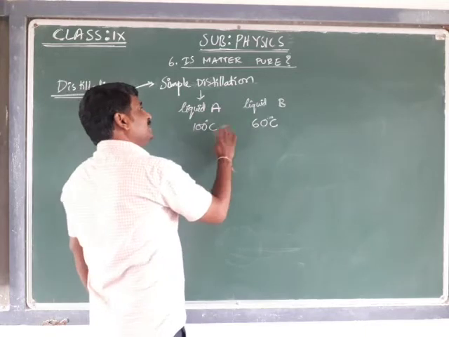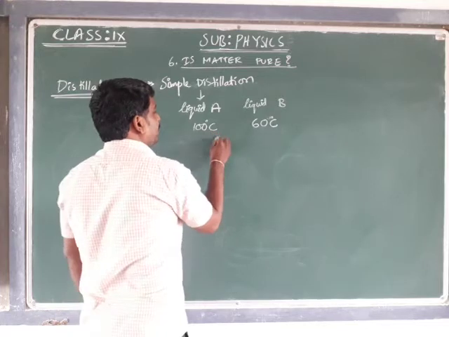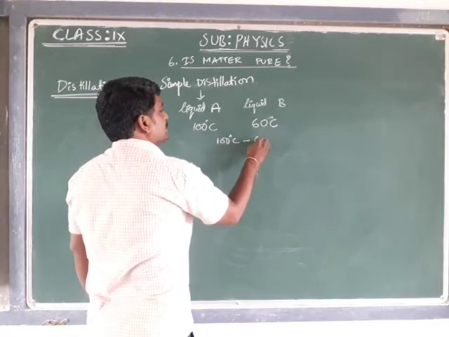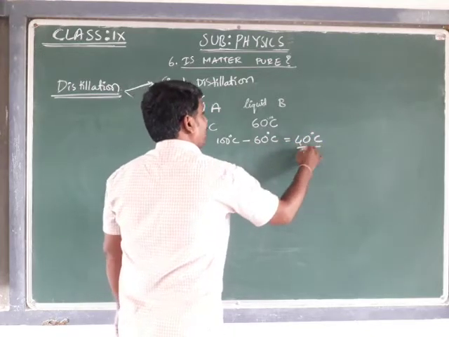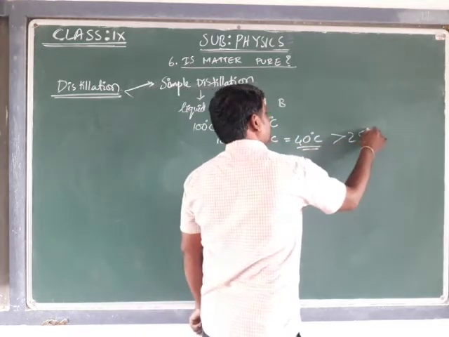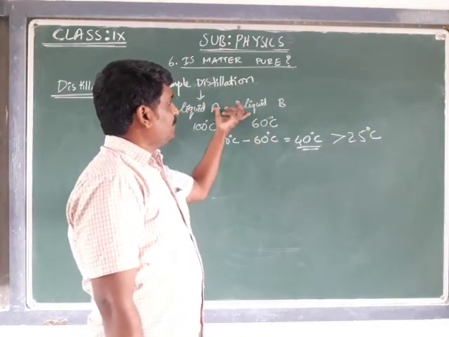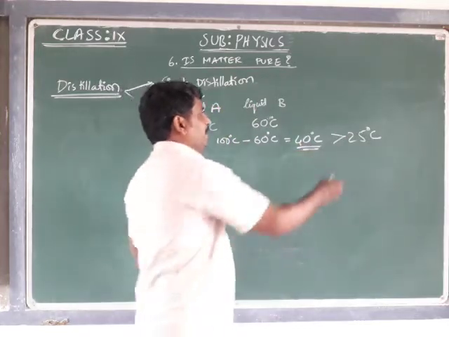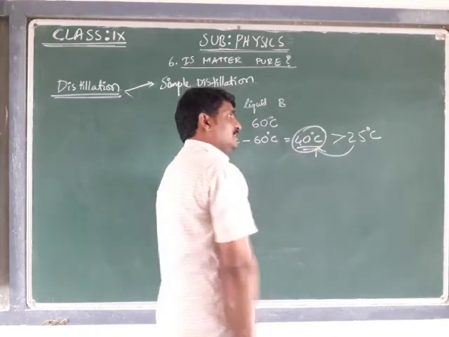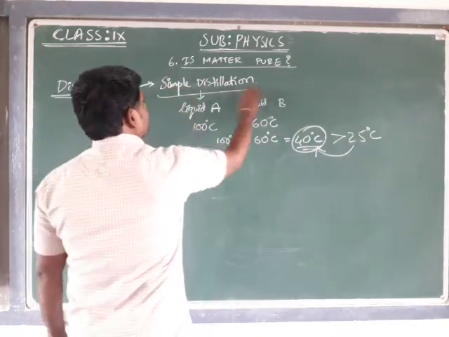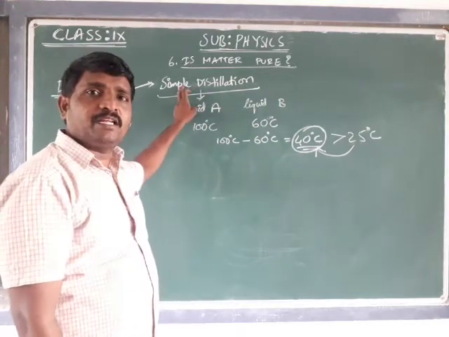Now let's see the difference between these two boiling points: 100 degrees Celsius minus 60 degrees Celsius is equal to 40 degrees Celsius, which is greater than 25 degrees Celsius. If the difference between the boiling points of the liquids is greater than 25 degrees Celsius, and 40 degrees is greater than 25, then we will use the simple distillation process.